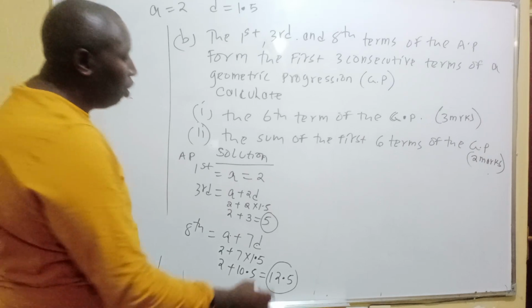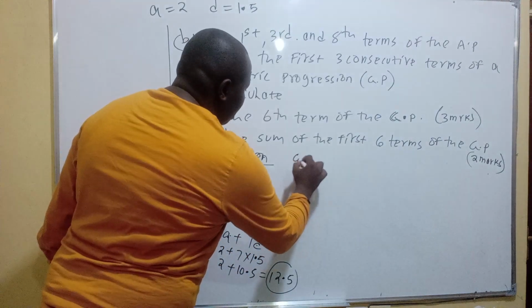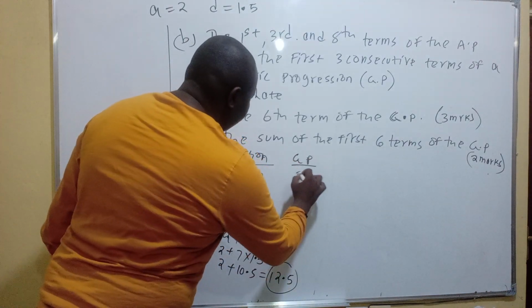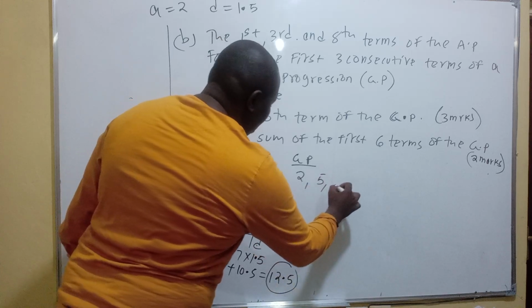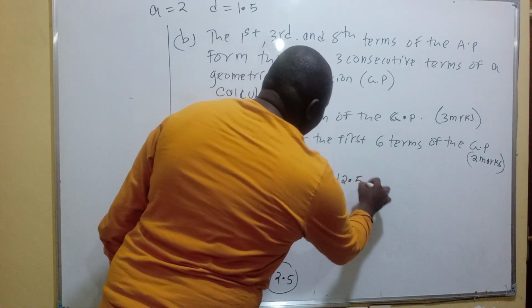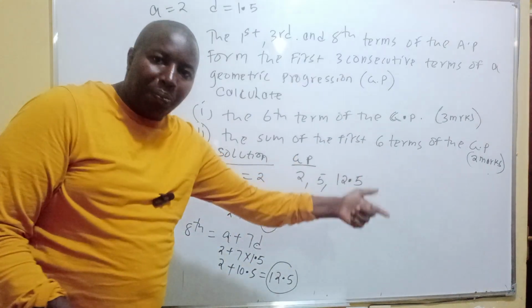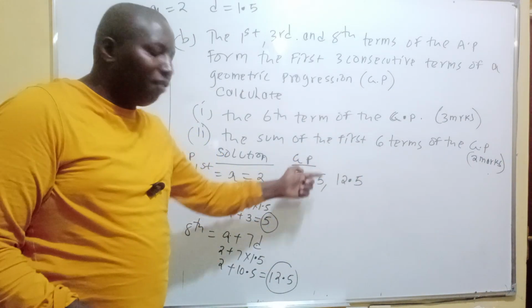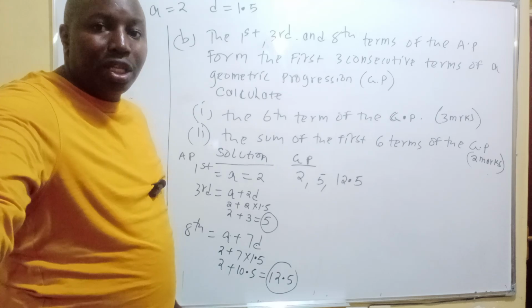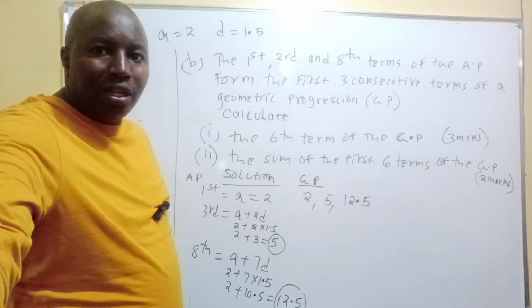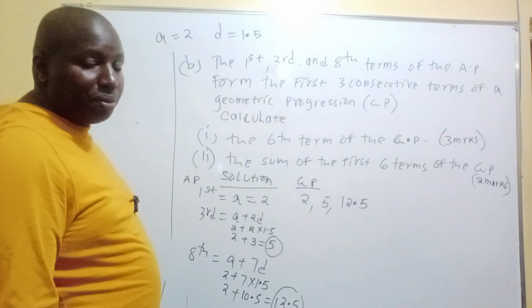So therefore, these terms that form the GP: we shall have 2, we have 5, and we have 12.5. Because the first, third, and eighth terms of the AP form a GP. So now these are the first 3 consecutive terms of the GP.